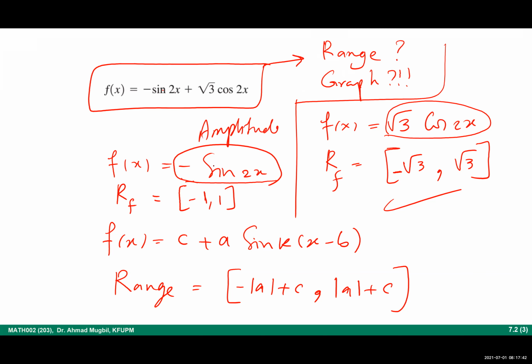It's -1, I think. The amplitude cannot be negative, Shabab. It's 1. The amplitude is the absolute value. The amplitude is the absolute value of -1, it is 1. What is the amplitude here? The amplitude here is the absolute value of square root of 3, it is square root of 3. Please, ya Shabab. What is the period? The period here is what?